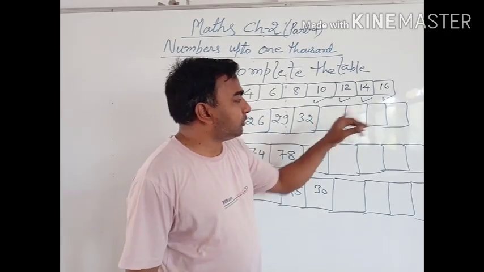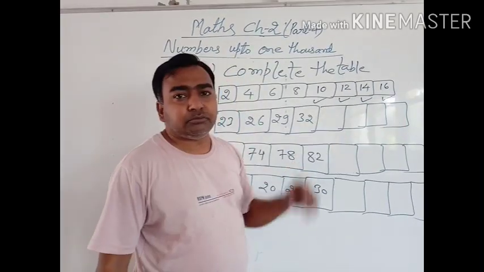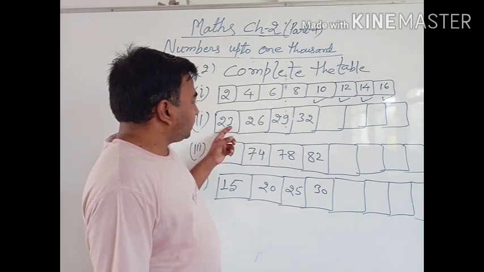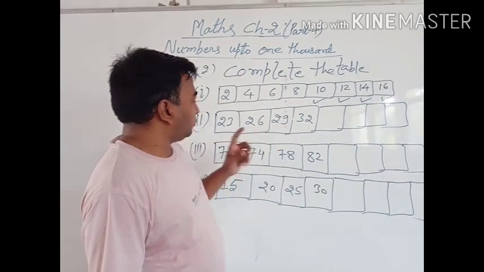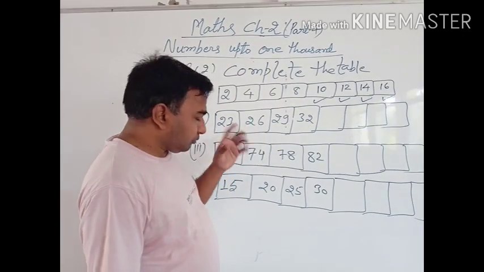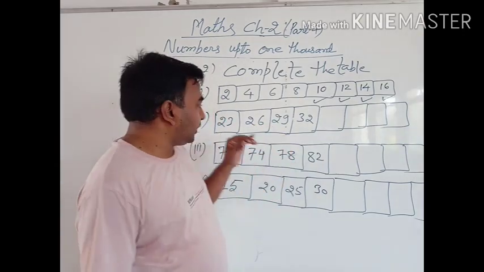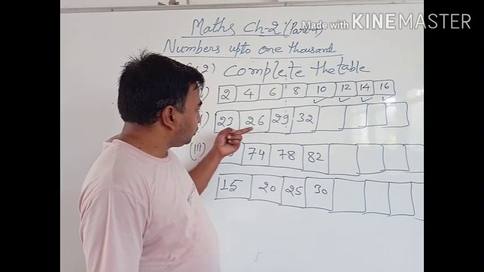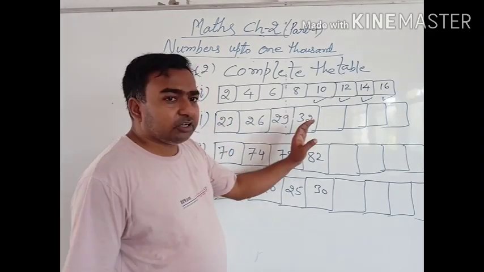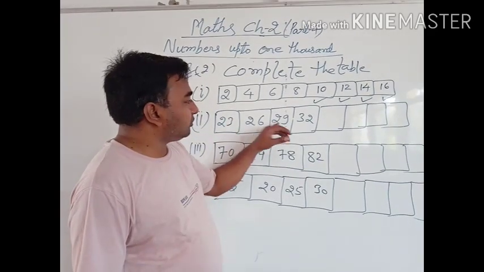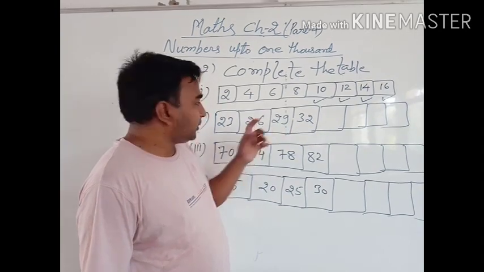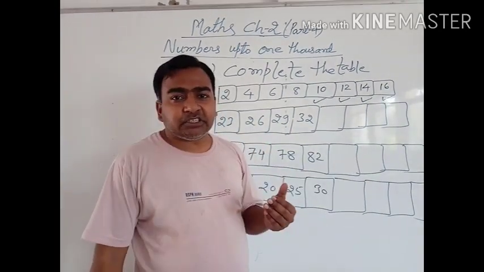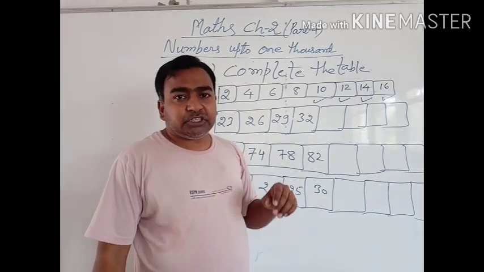What are the next four numbers, in correct order? To know the answer, first we have to find out the difference between the first two numbers. This is increasing order, 23, 26, 29, 32. All the numbers are in increasing order. Increasing order means from smaller to bigger.